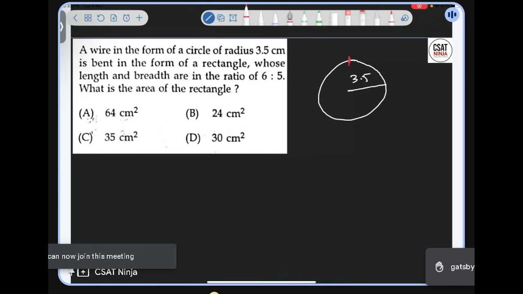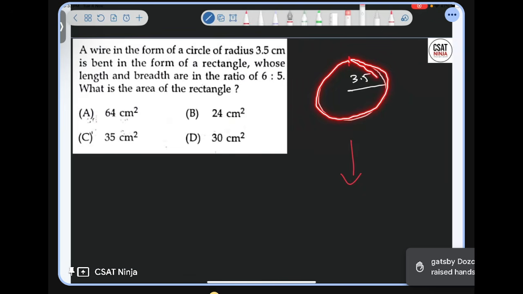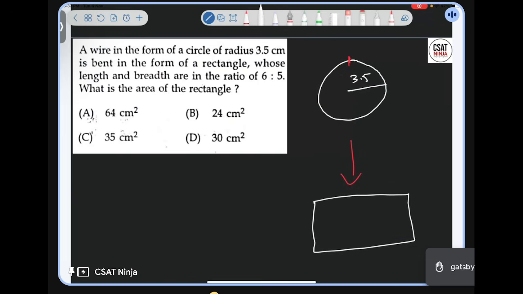If I use the length of this one and convert it to a rectangle, that means we are using the same wire and converting it to a rectangle. So when we talk about the wire, we are talking about this one only.